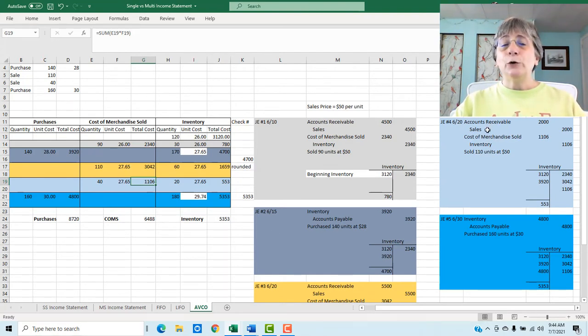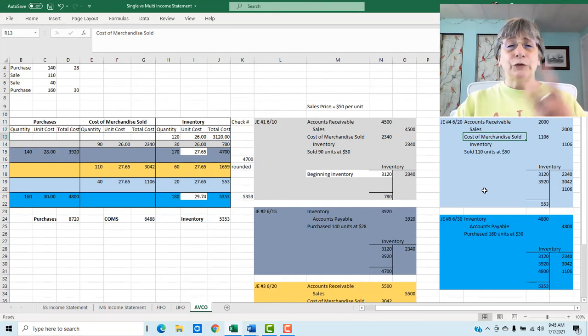We come over here to our journal entries. We've got our accounts receivable. We're selling 40 at $50 to our customer, and we have our sales revenue of $2,000. And then we're going to have the second part of our journal transaction, which is the purchase side. You've got a sales side and a purchase side. So we've got our cost of merchandise sold, which we're pulling from here, $1,106, and we've got our inventory reduction of $1,106. We put that into our T account.